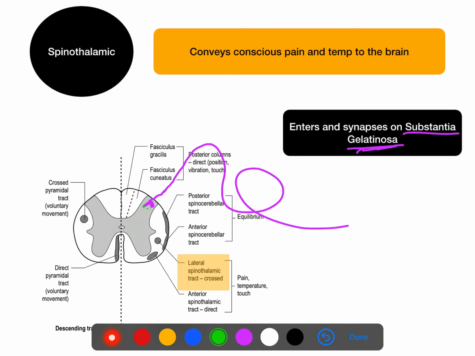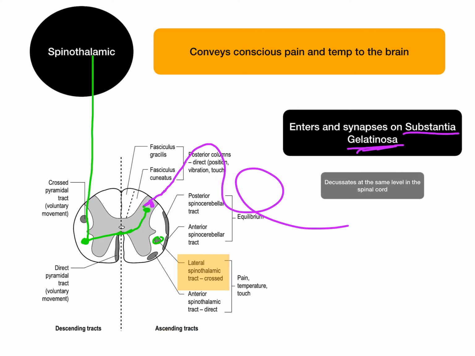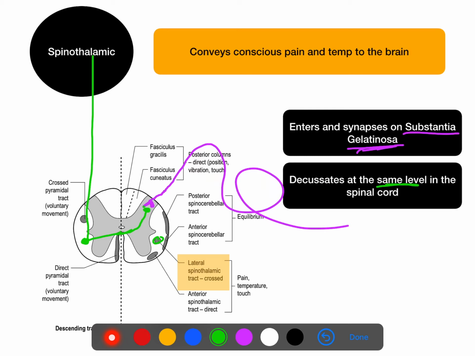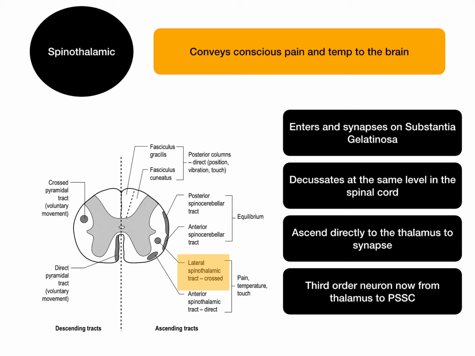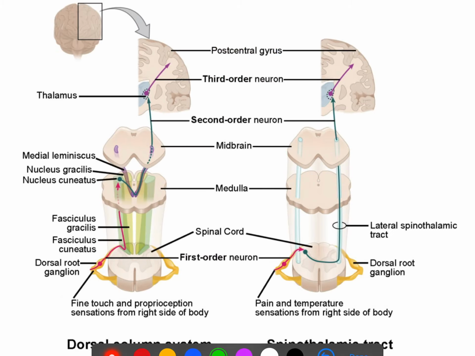But if a second-order neuron does emerge, if it's pain you need to know, then it crosses the line here, and then it will run into the lateral spinothalamic tract, which will be about here, and then run all the way up as a second-order fibre. It decussates at the same level of the spinal cord, as we said, and then ascends directly to the thalamus to synapse. The third-order neuron is now from the thalamus, again to the primary somatosensory cortex, just as we said.